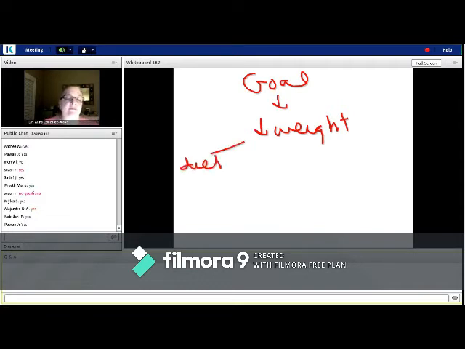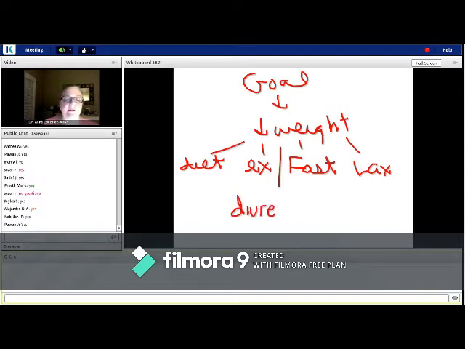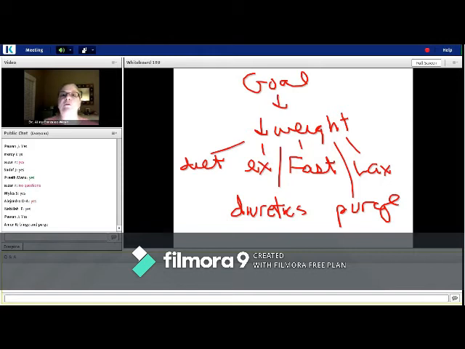They diet. They exercise. They fast. They abuse laxatives. They abuse diuretics. And of course, they purge. So what you need to focus on is not the behaviors, because both the girls with anorexia and the girls with bulimia will diet, exercise, fast, abuse laxatives, abuse diuretics, and purge.